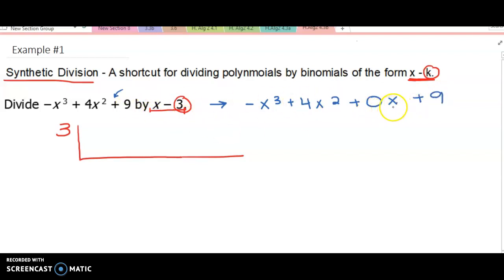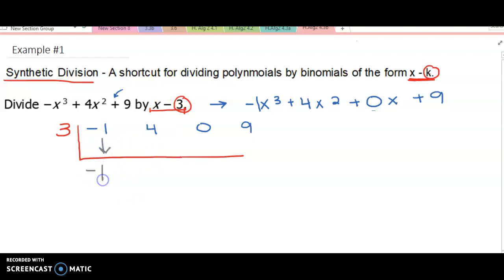So this and this are the same thing; I just added this 0x. The reason I add that 0x is because when we do synthetic division, we have to account for every term in this polynomial. If we skip an exponent of x, we have to count that with a coefficient of 0. So the coefficient here is negative 1, then we have 4, then 0, then 9. We write negative 1, make a little space, 4, make a little space, 0, make a little space, and 9.